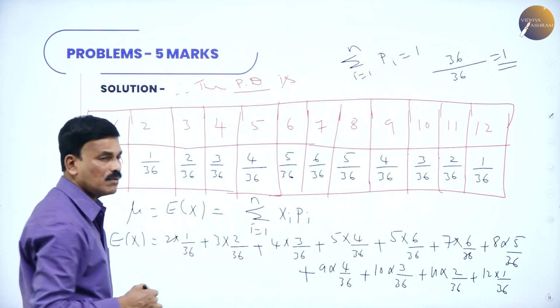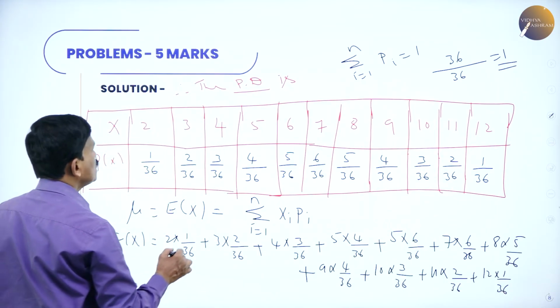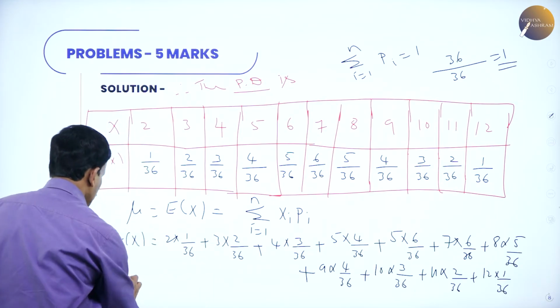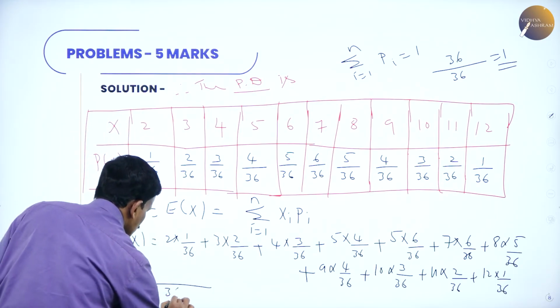Now just take the LCM and simplify. Here, what is the LCM? 36 is the LCM. I can write here 36 is the LCM. Multiply.